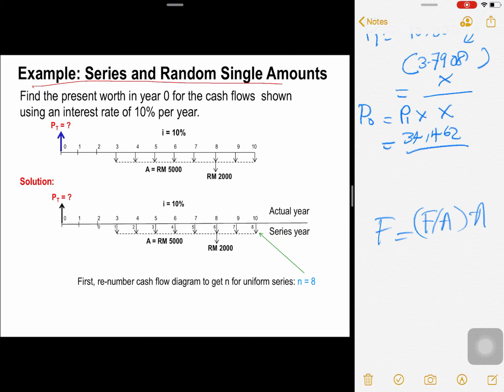Okay, example for shifted series and random single amounts. The question says find the present worth in year 0 for the cash flow shown, using an interest rate of 10% per year.